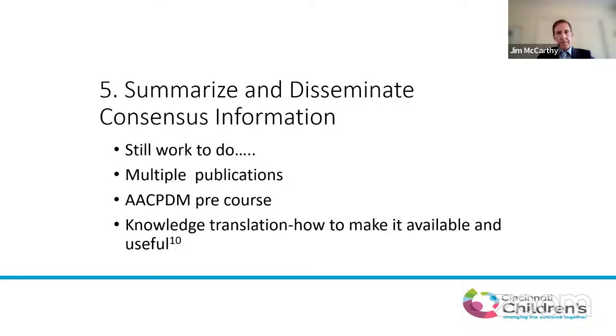And then once all that information is there, we need to summarize and disseminate the consensus information. And there's still a lot of work to do with that. We do have a number of publications. We purposely published them in the Journal of Children's Orthopaedics because it's open access. We didn't want to limit access. This has been presented at the AACPDM as a pre-course, and then this year as a limited course topic. And then we really need to think about how to translate this information so it's more available, and also as it changes over time, because what's consensus in 2022 won't be consensus in the future.